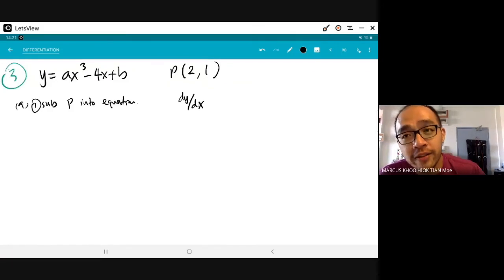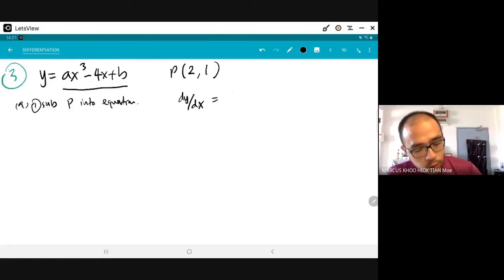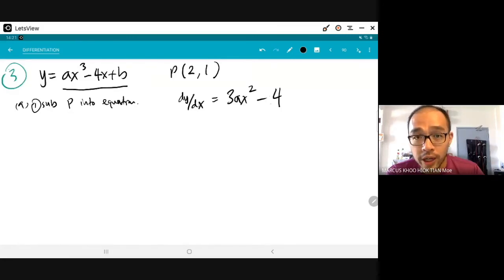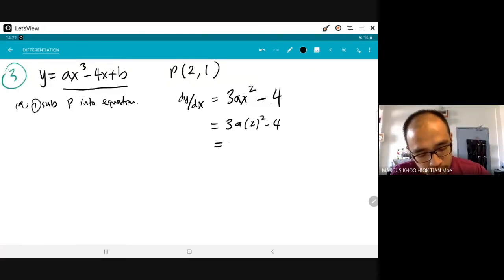I need to find the value of the gradient. Okay, so let's say we follow what Eldon said, we differentiate. We differentiate this, we will get 3ax squared minus 4. Okay, that makes sense. So we want to substitute the x, right? Okay, we can substitute the x, no problem. 3a times 2 squared minus 4, you will get 12a minus 4.